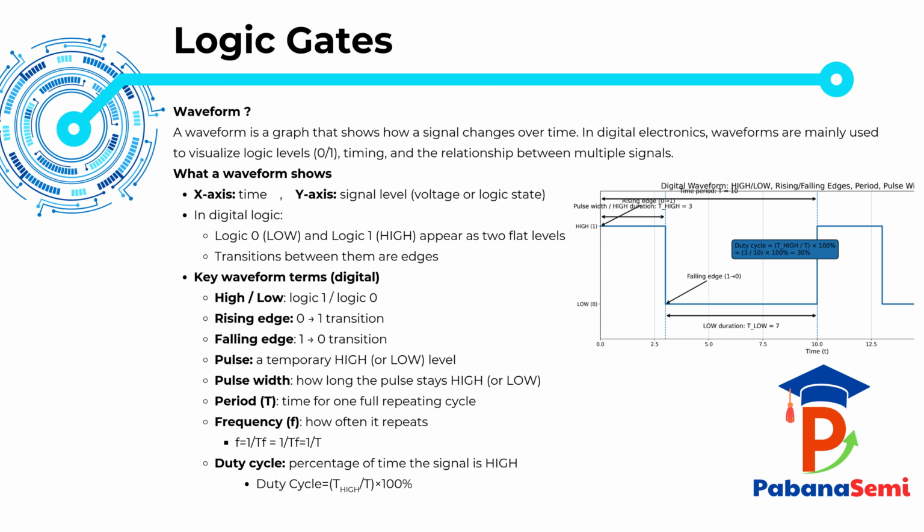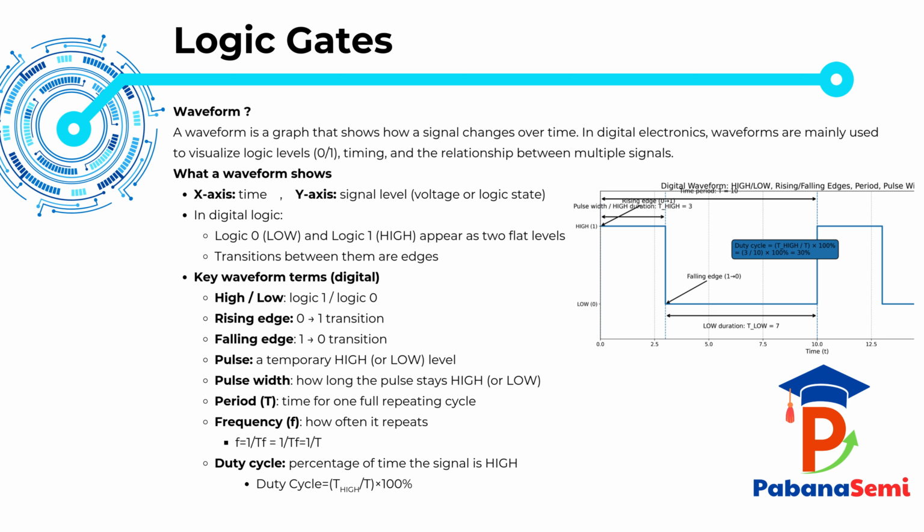state. In digital systems, we typically see two flat levels, logic 0, also called low, and logic 1, also known as high. Whenever the signal changes from low to high, we call it a rising edge. And when it changes from high to low, that is referred to as a falling edge. These edges are absolutely critical. Why? Because most digital circuits, like flip-flops, react to edges rather than to steady levels.